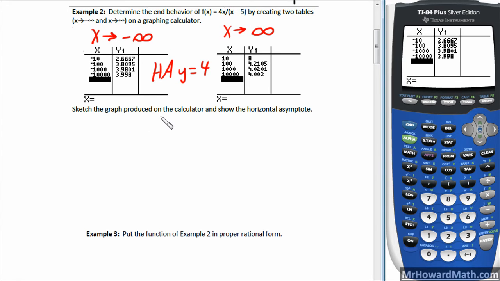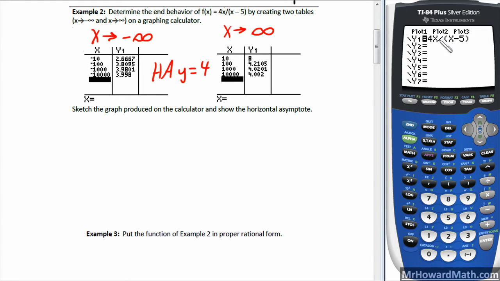It says sketch the graph produced on the calculator and show the horizontal asymptote. So we'll do that next. Alright, so I have the function 4x over the quantity x minus 5 in my calculator here, and when I graph it, this is what I see.